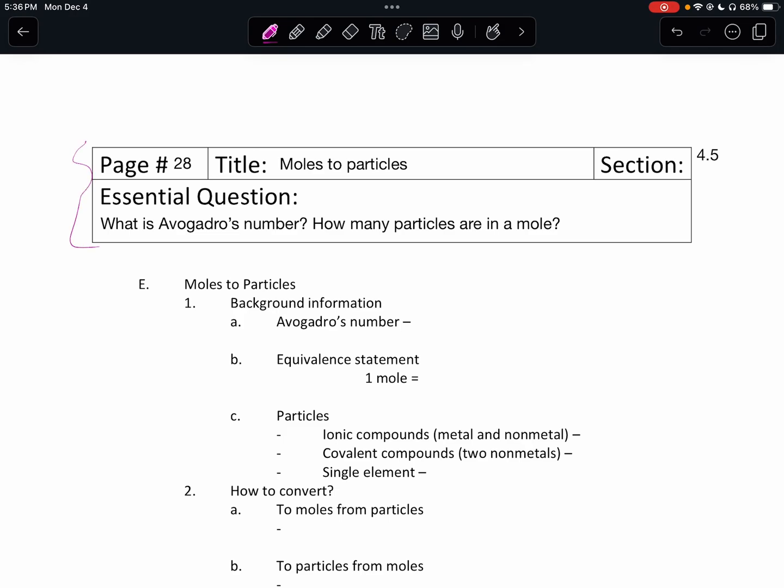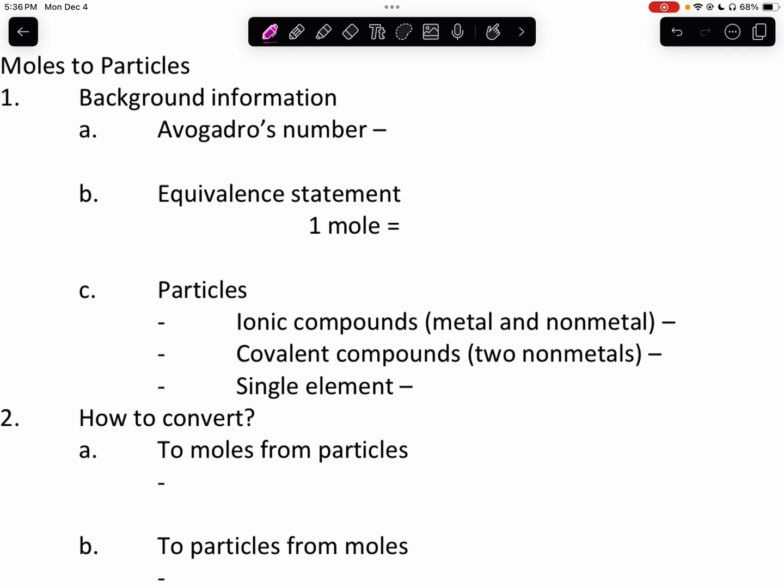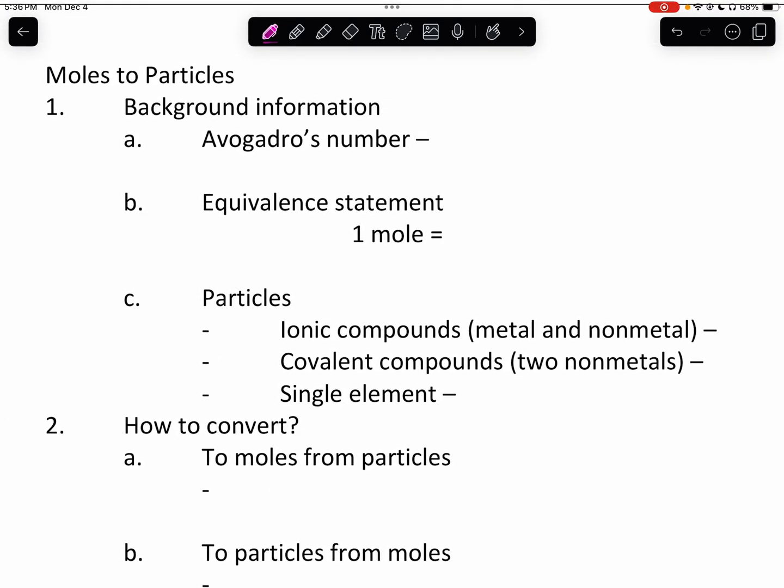All right, we've got page 28, moles to particles, section 4.5. What is Avogadro's number and how many particles are in a mole? So, let's jump right in and get into Avogadro's number. Avogadro's number is equal to 6.022 times 10 to the 23rd particles in 1 mole.